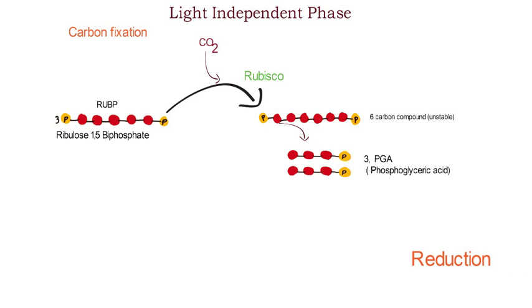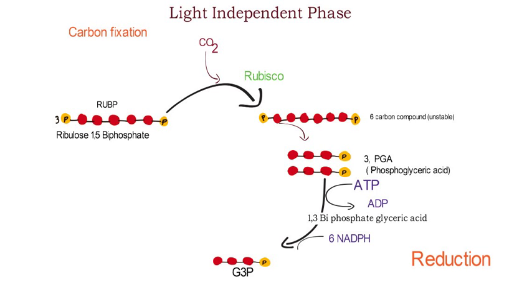The next phase is the reduction phase. In this phase, ATP and NADPH produced during the light phase show their function. 3 PGA formed in the carbon fixation process converts into 3 carbon sugar, and this process occurs in 2 intermediate steps. At first, PGA, that is 3-phosphoglyceric acid, combines with ATP to form 1,3-bisphosphoglyceric acid and ADP. And this 1,3-bisphosphoglyceric acid will now combine with NADPH to form glyceraldehyde 3-phosphate or G3P. So here a total of 6 molecules of G3P are produced.